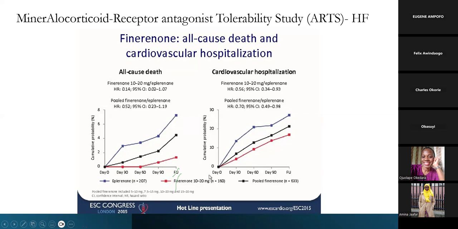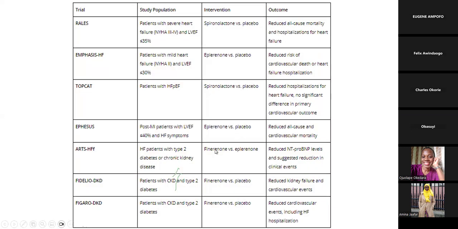And then they pooled the data. What they did was administer eplerenone in different doses, 10, 20. So here was the pooled data for finerenone, and this was for eplerenone, and in all of them, finerenone was much better, superior to eplerenone. So these are the trials I've listed.